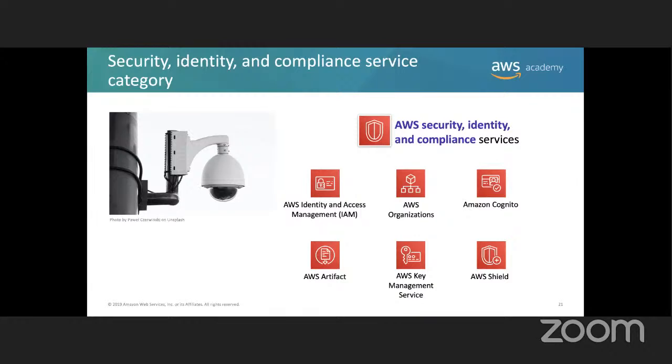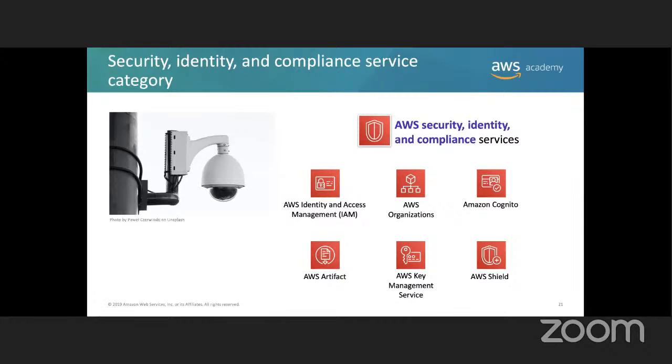Organizations helps you organize your accounts. It allows you to restrict what services and actions are allowed in your account. Amazon Cognito lets you add user sign-up, sign-in, and access control to your web and mobile apps. That's the one that authenticates users, right? AWS Artifact is the one that provides on-demand access to AWS security and compliance reports and select online agreements.